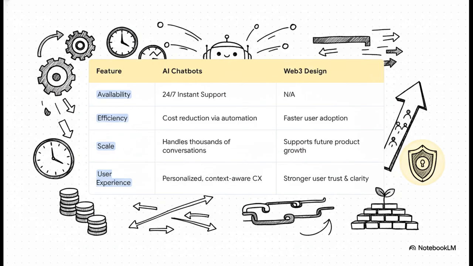And here's where it gets really interesting. Look at how those goals translate into real-world benefits. With AI, it's all about business efficiency, right? 24/7 support, cutting costs, handling huge volume. But with Web3 design, the benefits are all about the user and the future. It's about getting people on board faster and building that rock-solid foundation of trust so the product can actually grow.